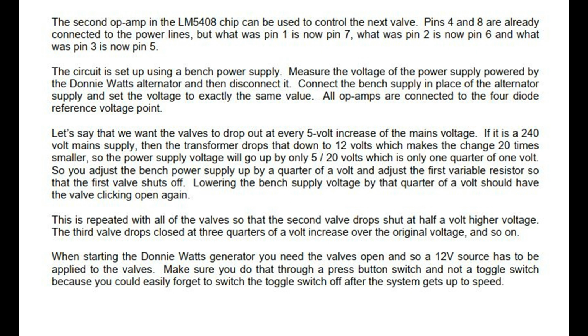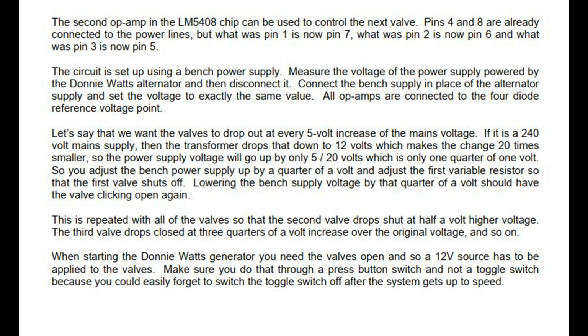Let's say that we want the valves to drop out at every 5-volt increase of the mains voltage. If it is a 240-volt mains supply, then the transformer drops that down to 12 volts, which makes the change 20 times smaller, so the power supply voltage will go up by only 5/20 volts, which is only 1/4 of 1 volt. So you adjust the bench power supply up by 1/4 of a volt and adjust the first variable resistor so that the first valve shuts off. Lowering the bench supply voltage by that 1/4 of a volt should have the valve clicking open again.